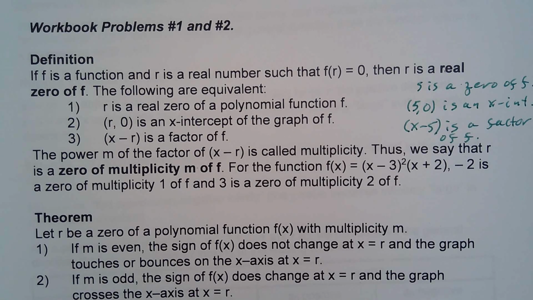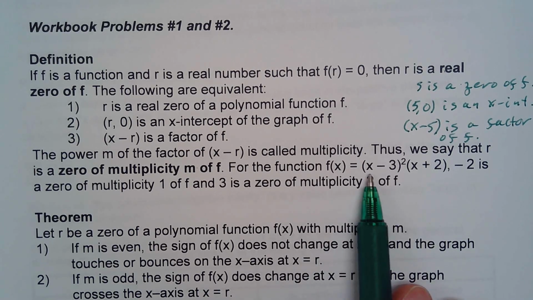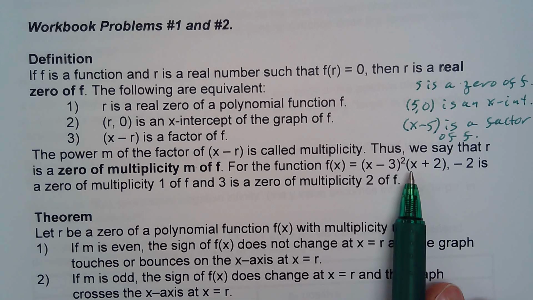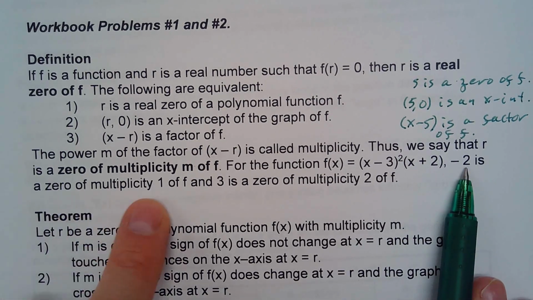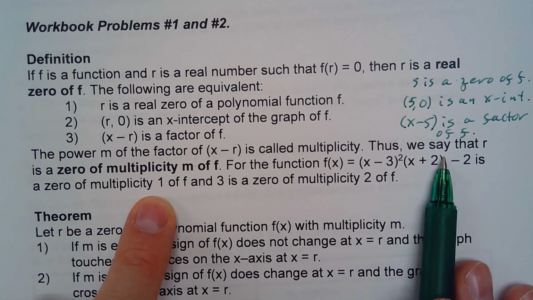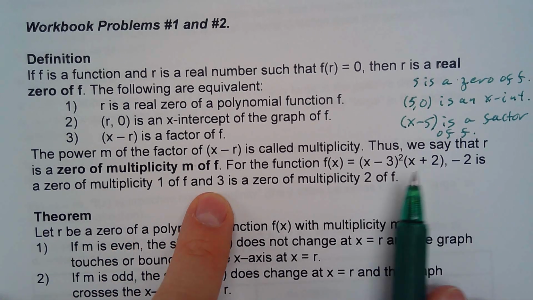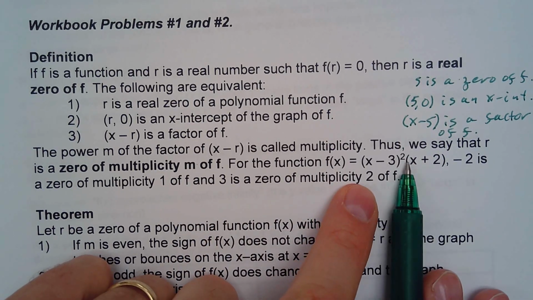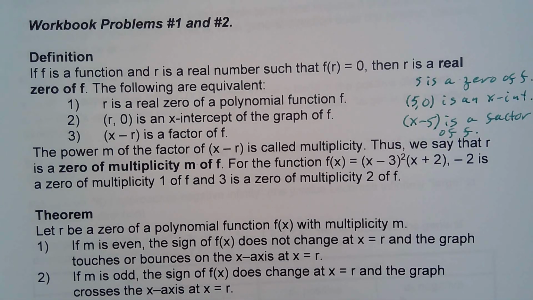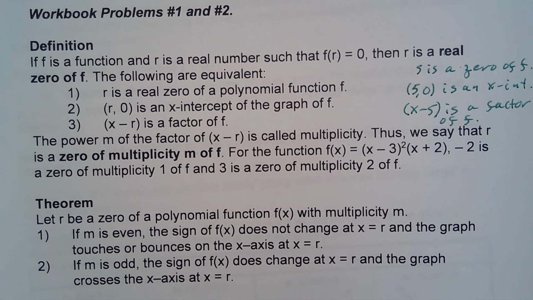The power m on the factor of x minus r is called the multiplicity. Thus we say r is a 0 of multiplicity m of f. For the function f(x) equals (x minus 3) squared times (x plus 2), negative 2 is a 0 of multiplicity 1, because my power here would be 1, and positive 3 is a 0 of multiplicity 2 of f. And then this leads to a theorem.